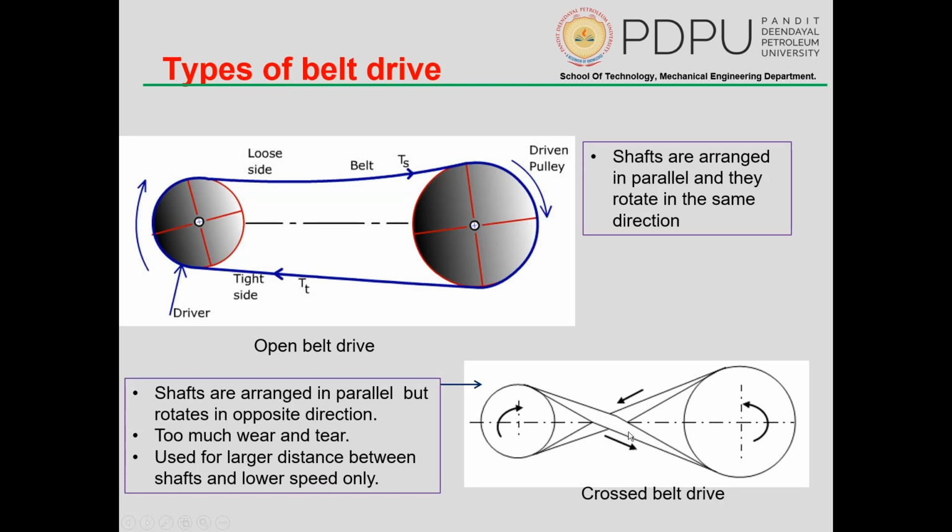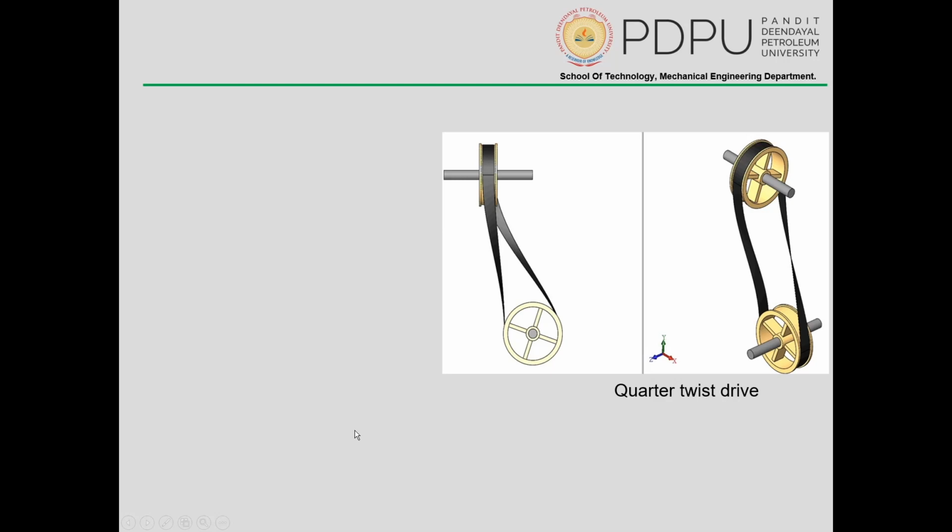However, even though the shafts are parallel, the direction of the rotation is changed, and to achieve that you can see a crossed belt connection is put over here, and this causes larger wear and tear. Okay, so that's it in crossed belt. Later we have a quarter twist one.